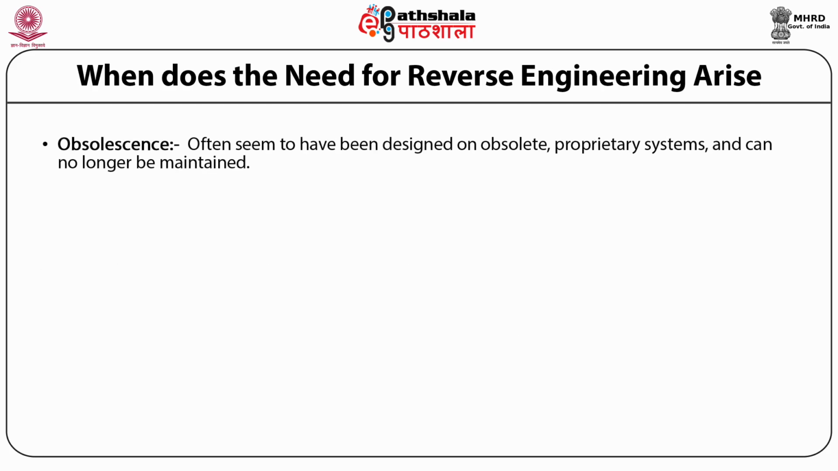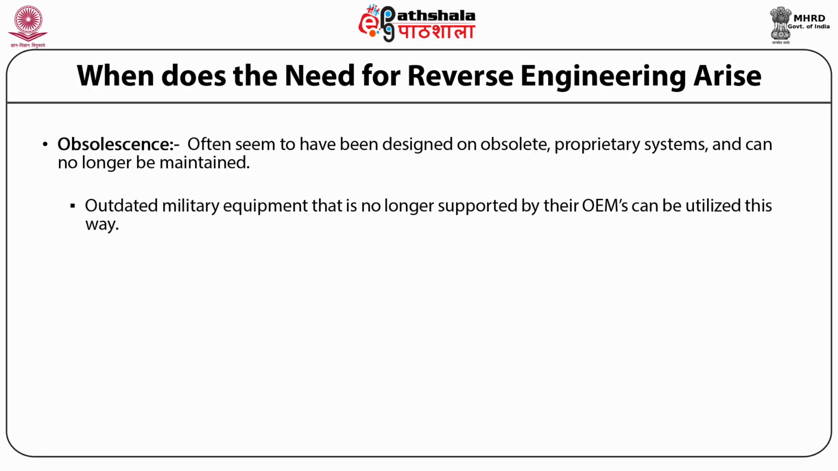In case of obsolescence, systems are often seen to have been designed on obsolete proprietary systems and can no longer be obtained. One way to incorporate the functionality into new technology is to reverse engineer the existing chip and then redesign it using newer tools. Outdated military equipment that is no longer supported by its OEMs can be utilized this way.